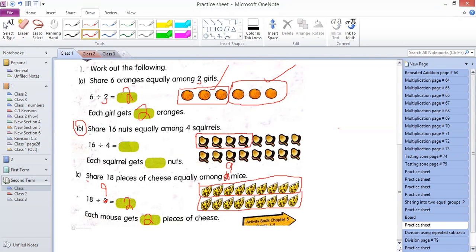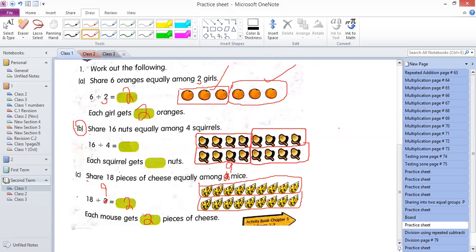Then count again. 1, 2, 3, 4. Again make a group. Count again. 1, 2, 3, 4. Good. Count again. 1, 2, 3, 4. Good. So each squirrel will get how many nuts?